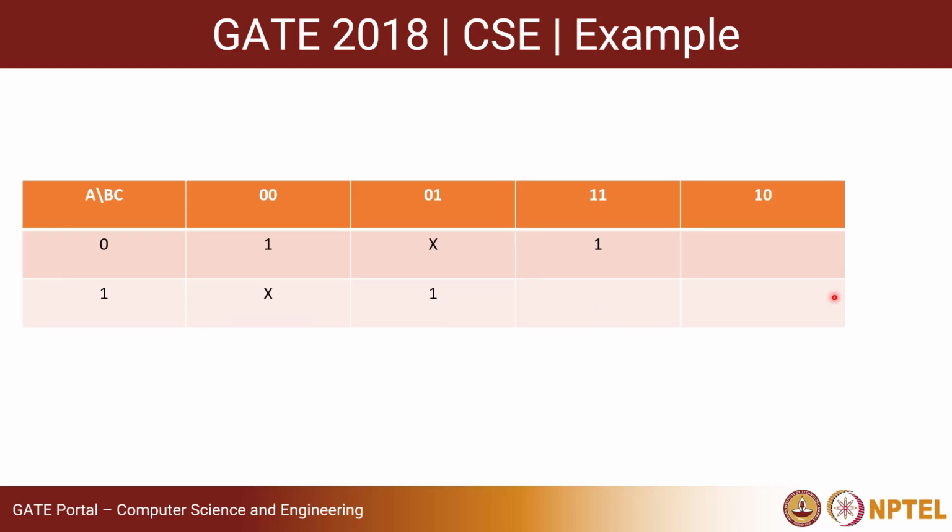Now this is what is called a K-map. A K-map is a map where, in this case, the rows denote the variable A, which can take two values, 0 and 1, and the columns denote BC, which can take four values: 0 0, 0 1, 1 1 and 1 0. Notice that if we move from one column to another column, there is only one bit change.